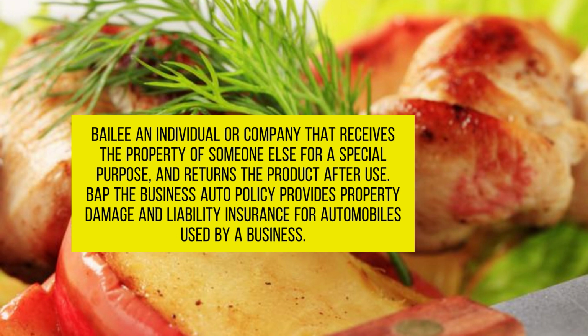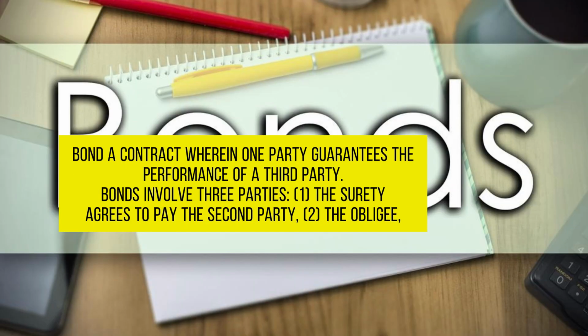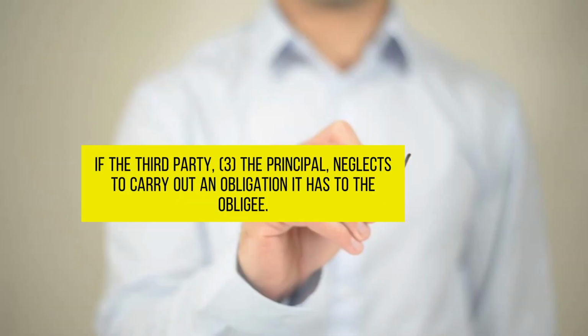BAP: business auto policy provides property damage and liability insurance for automobiles used by a business. Bond: a contract wherein one party guarantees the performance of a third party. Bonds involve three parties. 1. The surety agrees to pay the second party, 2. The obligee, if the third party, 3. The principal, neglects to carry out an obligation it has to the obligee.